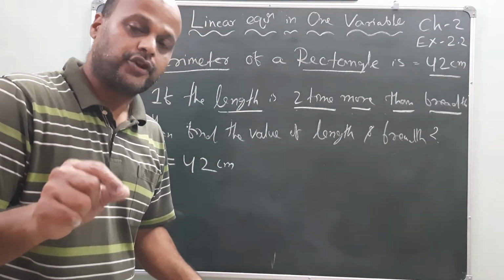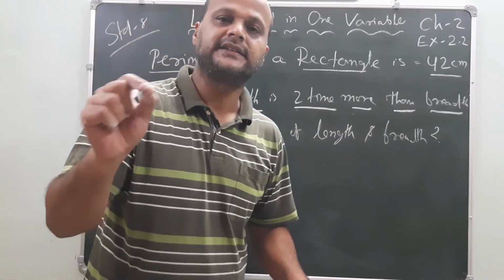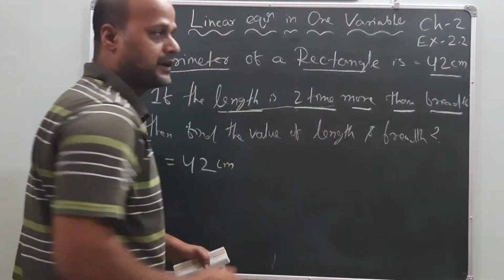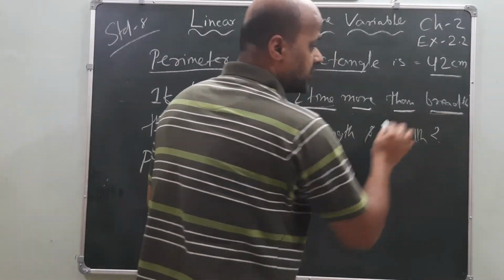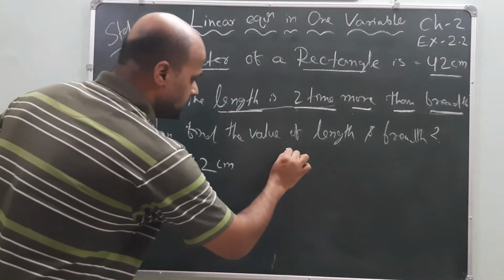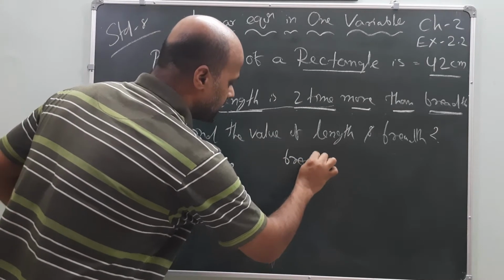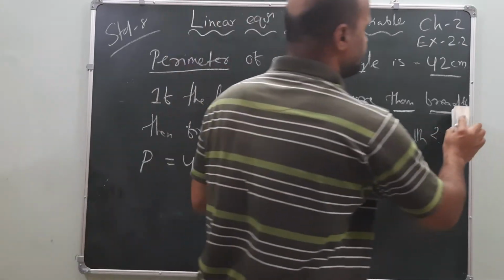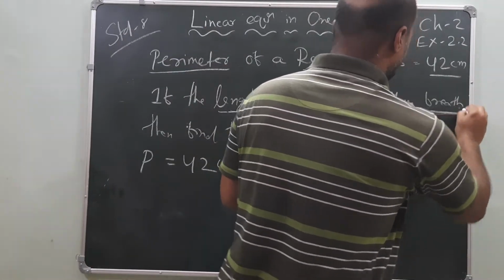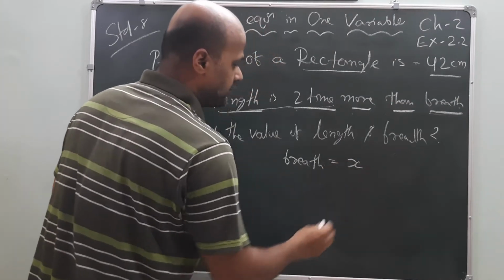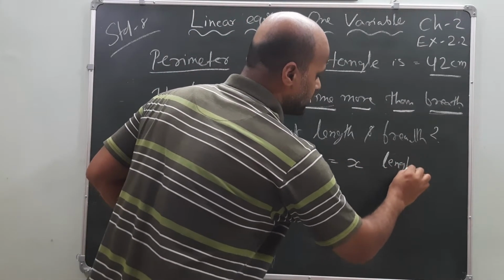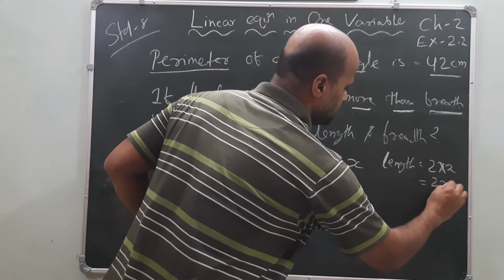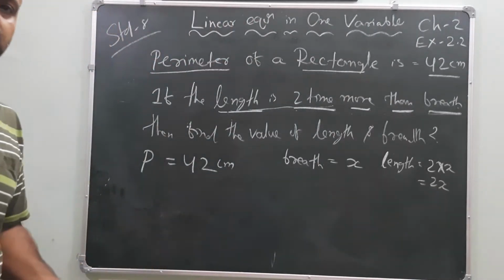Whichever value is not given, that one you have to take as a variable. Which one is not given? Your length is given: length is 2 times of the breadth. So breadth is not given. So you have to take breadth is equal to x. Then what is the value of length? Length is 2 times of the breadth, so 2 into x, that is 2x. Understood, my dear friends? Yes or no?